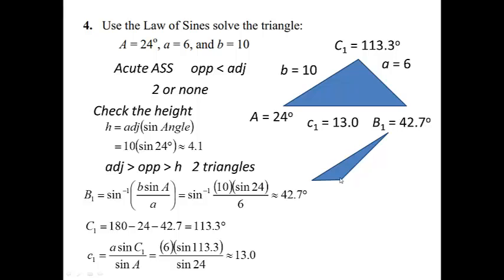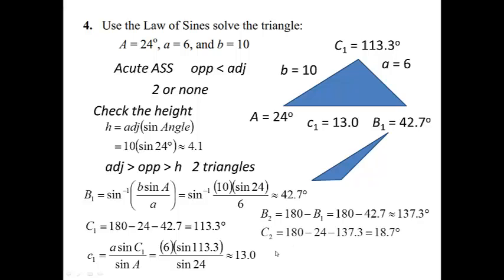Okay, to find this angle B2, we take angle B1 and subtract that from 180. So B2 is 137.3, and that's the angle down here, this obtuse angle. And then we can find this second C angle, this little tiny one up here. It's 180 minus the 2 that I have down here. This one and this one. So I have 180 minus the 24 and minus the 137.3. I get 18.7.